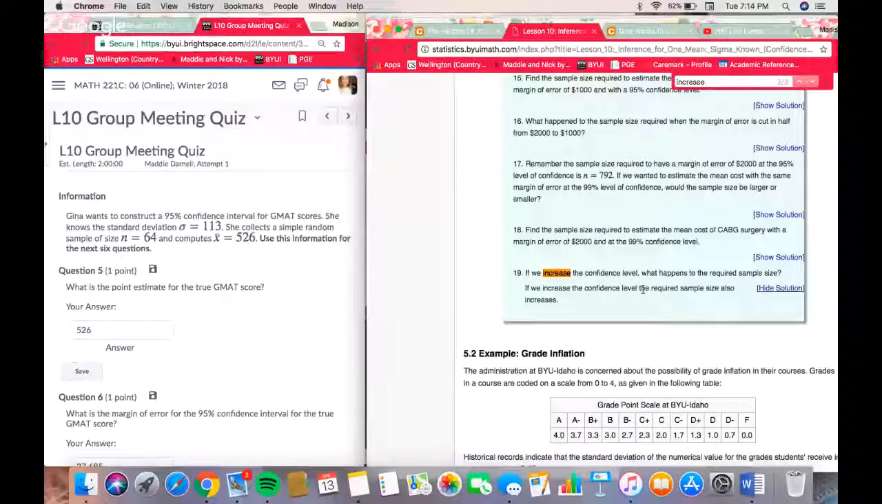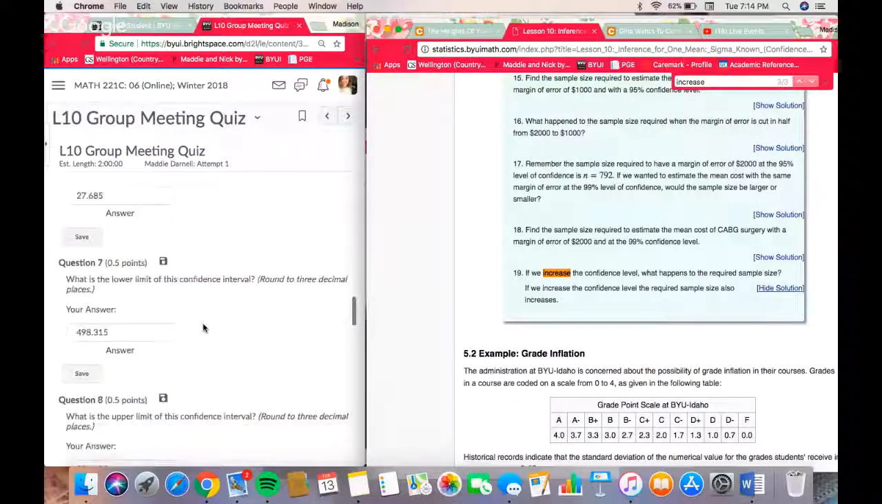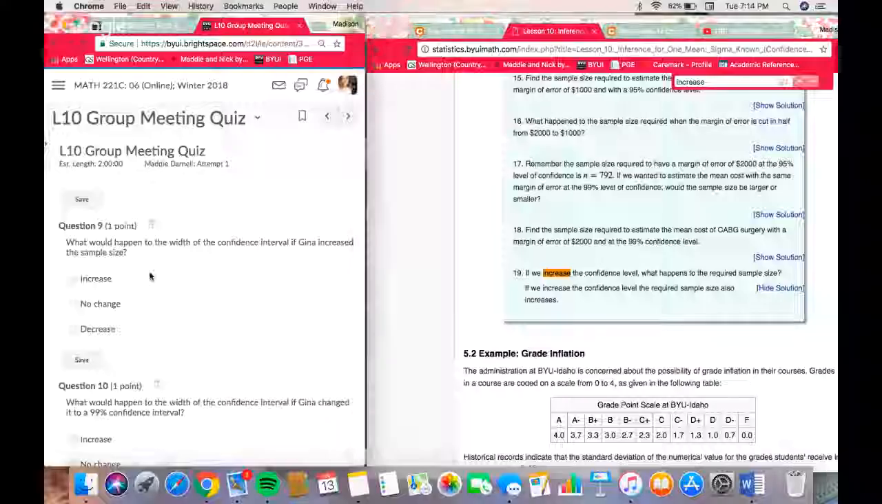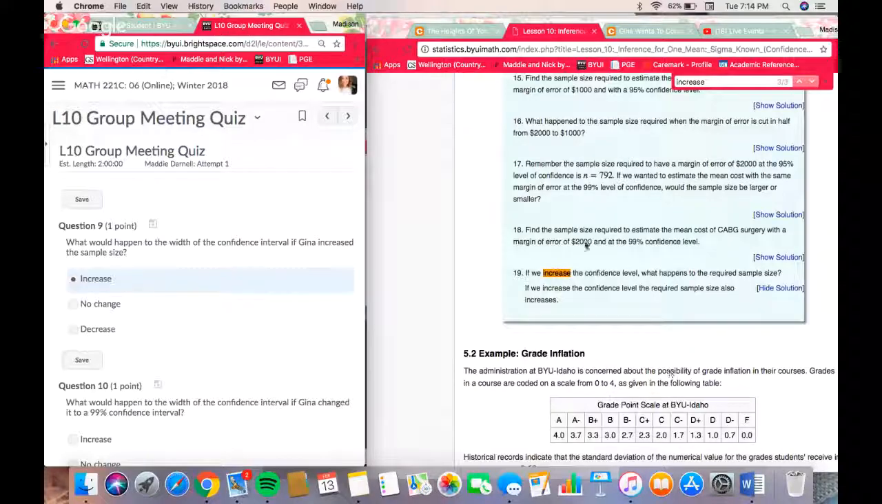Okay. Interpretation of confidence requirements. If we increase the confidence level, what happens to the required sample size? If we increase the confidence level, the required sample size also has to increase. So it would increase. Okay, so both have to increase. If we increase the confidence level, the sample size also has to increase. It doesn't stay the same.